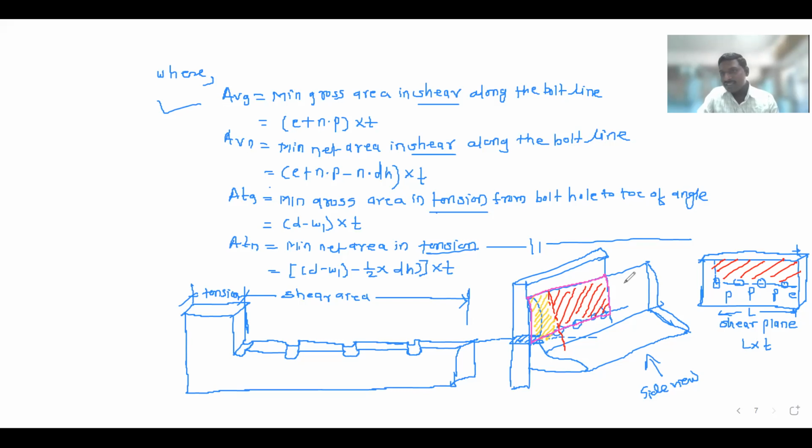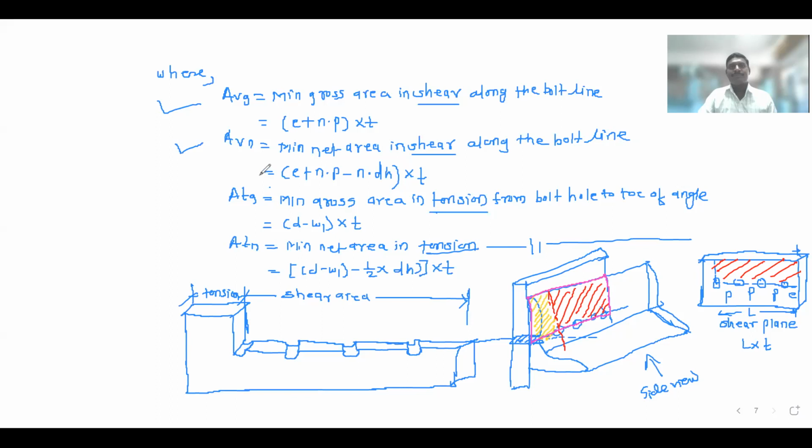Simple आहे बघा. We have to calculate gross area in shear. हा आहे shear plane. ही झाली shear plane ची length into thickness. So length कशी calculate करणार? E plus pitch किती आहे तो? 3. So E plus N into pitch distance. 3 into pitch distance केले की total length मिळाली, into T केलं की area मिळाला. Got it? Yes, sir. Okay.